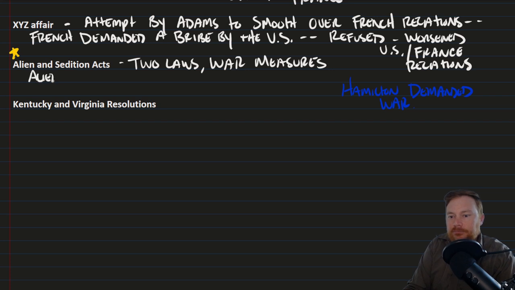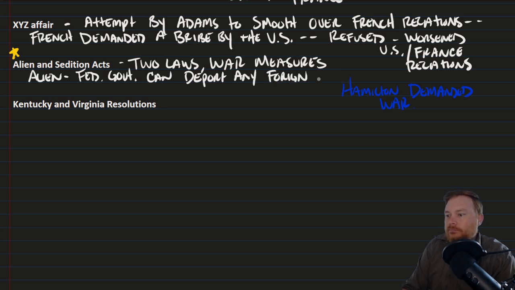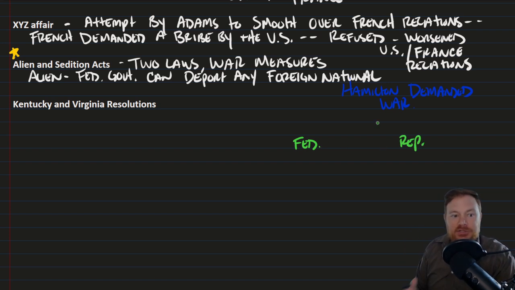The Alien Act says the federal government can deport any foreign national. And what that means is essentially anyone who is a foreigner to the United States. Right? Any foreign national. Now, in terms of the way that it's interpreted, right, the Federalists and the Republicans have two different interpretations. The Federalists are saying, look, we need to have this power. We need the power to deport any foreign national, to deport French spies. Right? That is the accusation.